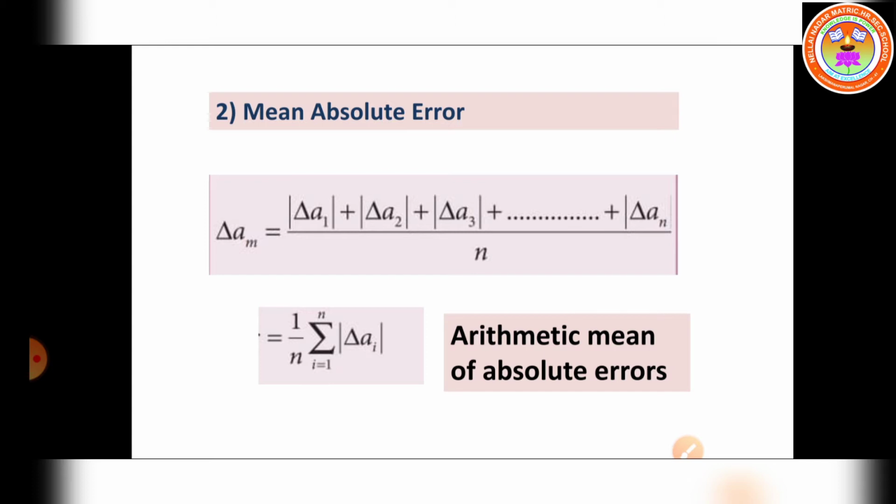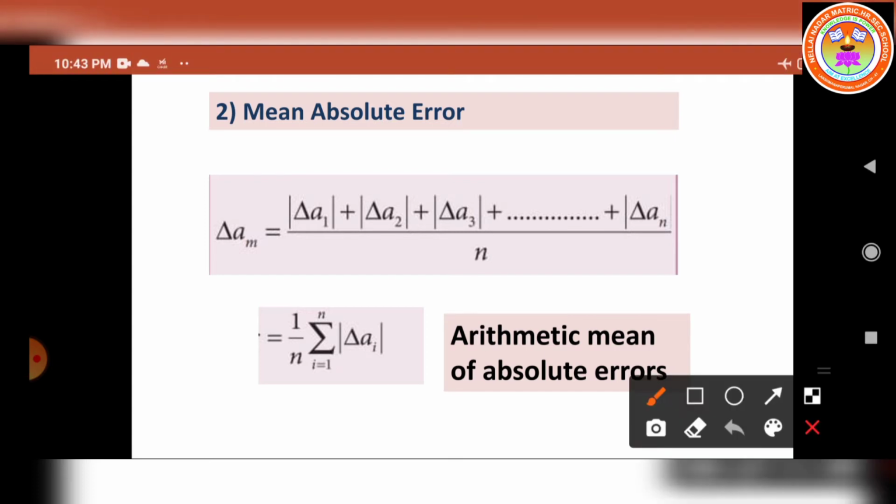The mean absolute error is denoted by the symbol delta A suffix m is equal to modulus delta A1 plus modulus delta A2 plus up to modulus delta AN divided by n number of values. So we can write in the summation format: delta A suffix m, this is the mean absolute error, is equal to 1 by n summation i is equal to 1 to n modulus delta A suffix i. Here A suffix m is the true value and delta A suffix m is the mean absolute error.